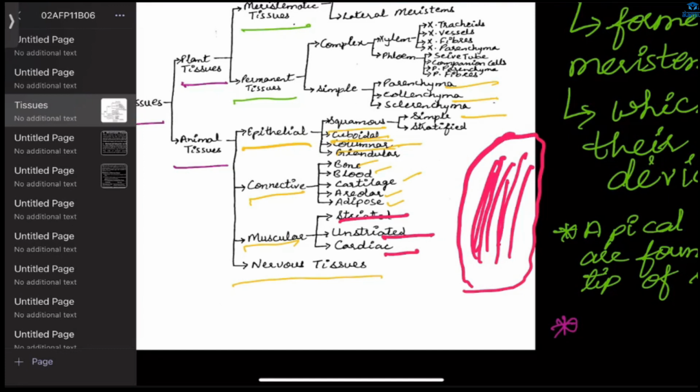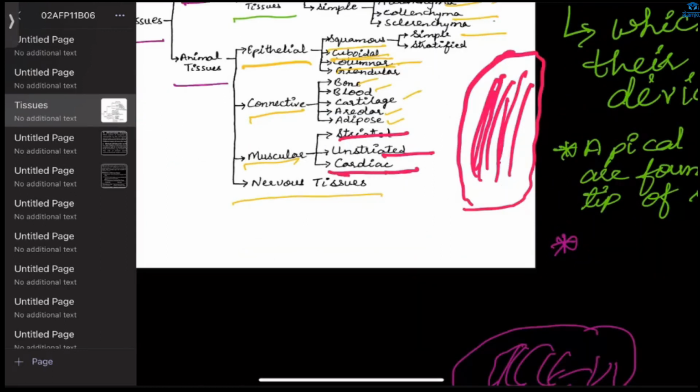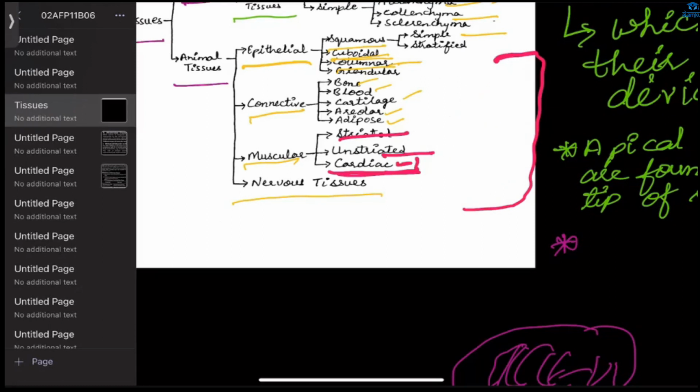Unstriated tissue or muscle fibers are found in different kinds of glands or joint connective tissue cells. Okay, now cardiac. Cardiac muscular tissue is found only in one place. Where? Arham, do you know where? They are found only in the heart. Cardiac itself refers to what? Heart. Okay? So, cardiac muscle cells are found in the heart.